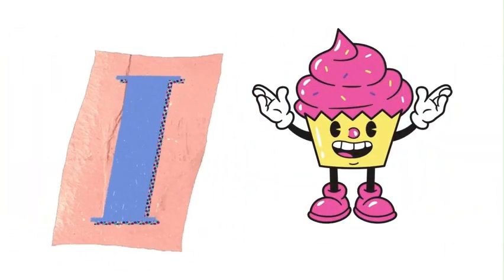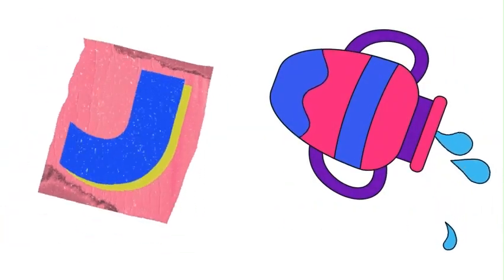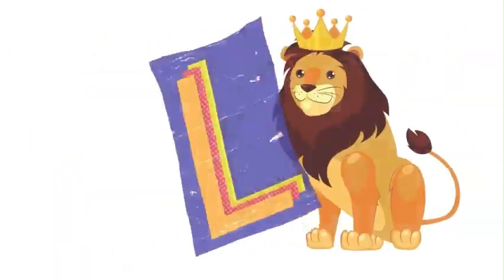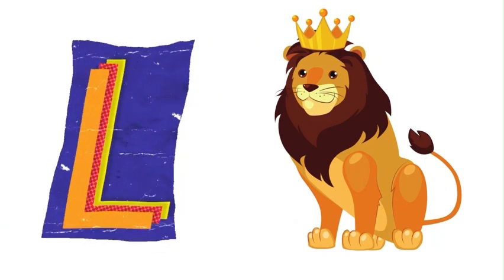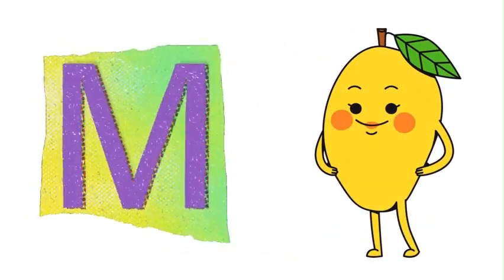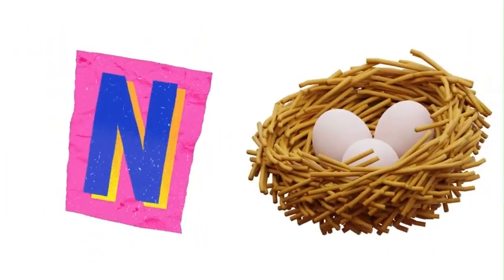J for jug. K for kite. L for loin. M for nest. N for nest. O for orange.